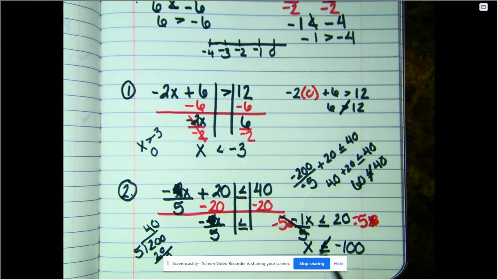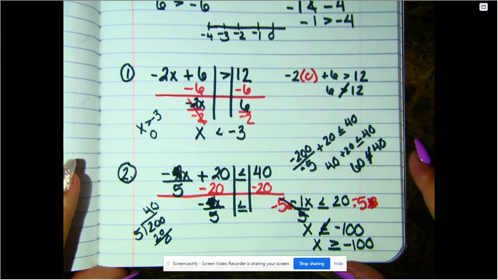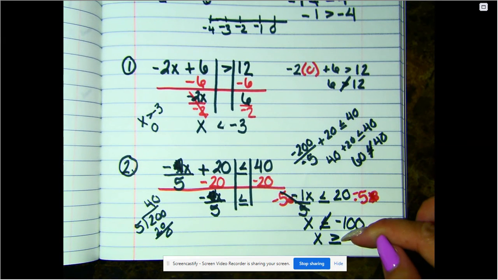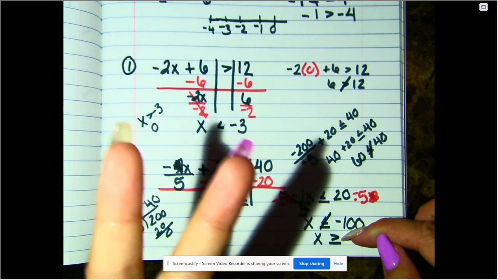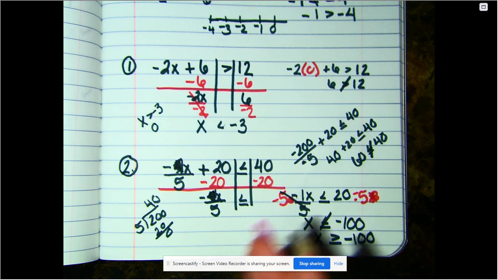So I need to make sure that I reverse my inequality sign whenever I divide or multiply by a negative number. Again, we're making sure that we are reversing or flipping our inequality sign whenever we are multiplying or dividing by a negative number.